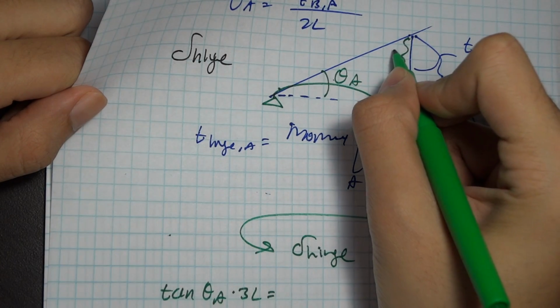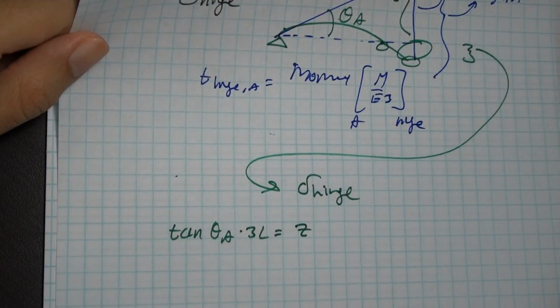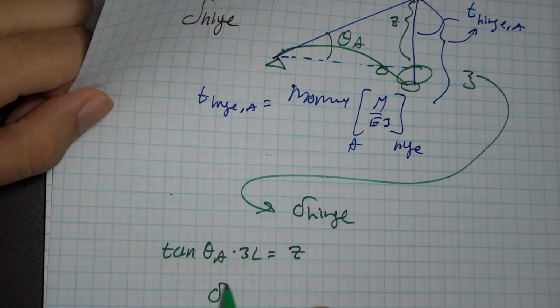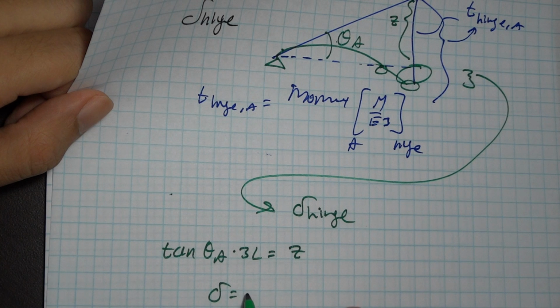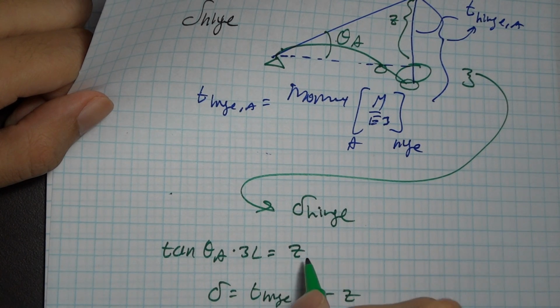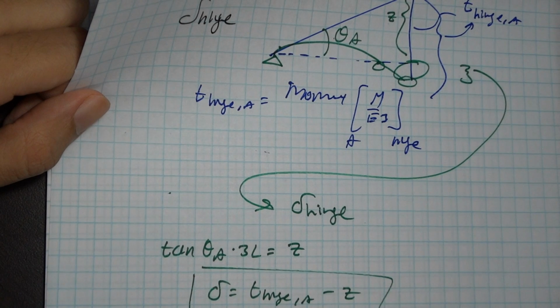Let's just call this Z. Then my delta is equal to T hinge A minus Z. You have Z here, you have T hinge A here. This is just the equation you need.